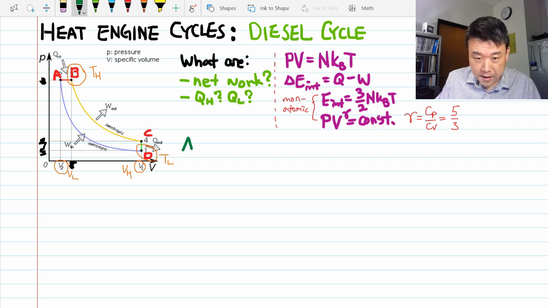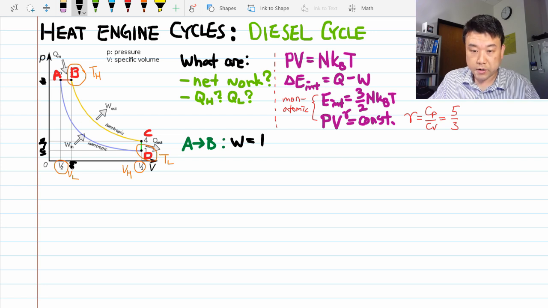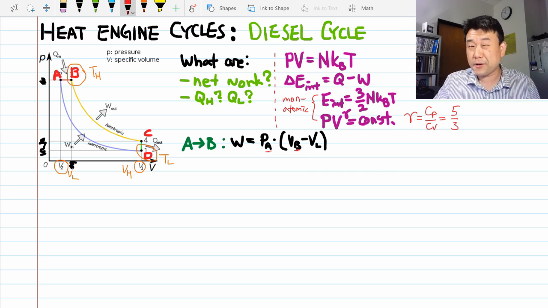Okay, so for A to B, the isobaric expansion, we haven't had this in a while, but hopefully you remember how this goes. With the isobaric expansion, the work done can be expressed simply algebraically. So the work done is pressure at point A times the change in volume: volume at B minus volume at A, which is V sub L, the low volume. And as before with the Otto cycle, I'm using the subscripts to indicate the quantities associated with a point, with the goal of replacing those eventually in terms of known quantities.